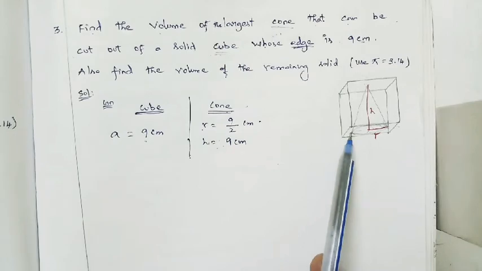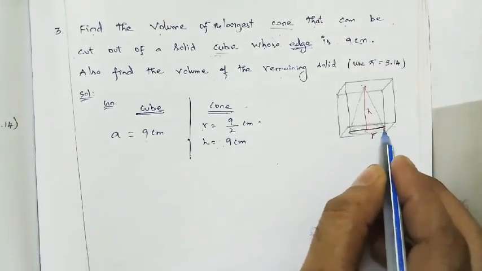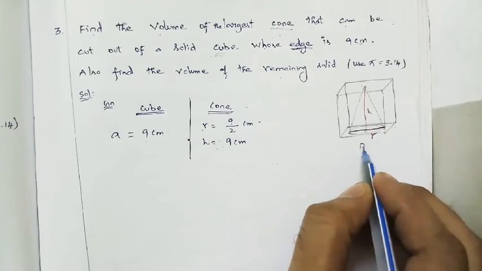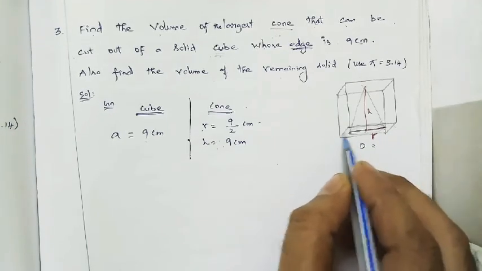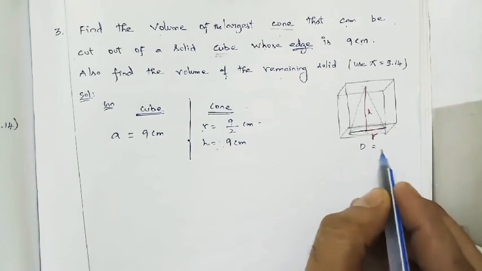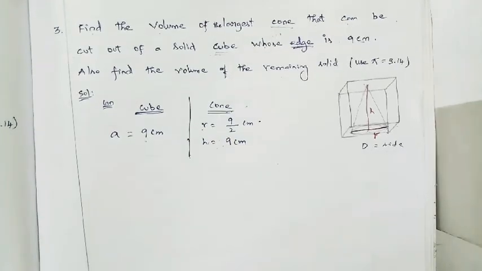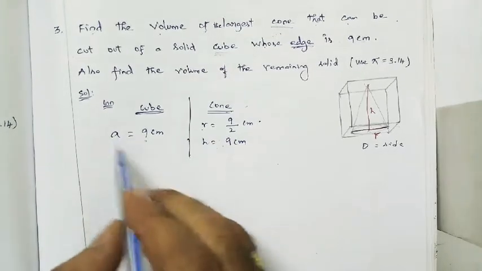At the same time, the diameter of the base of the cone is equal to the side of the cube, or the edge of the cube, whatever you call it. Both will be equal. That's very important. Now we know all the values.